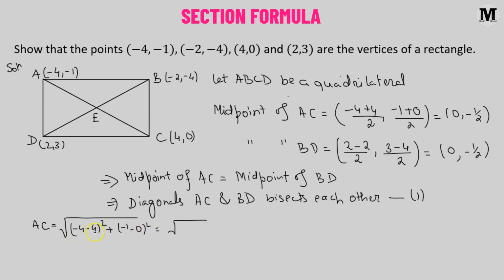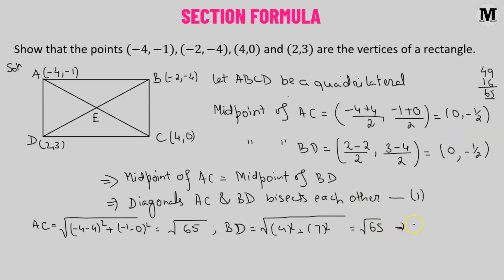So we have -4 - 4, that's -8. Squaring it gives us 64. And the square of -1 is 1. So we get the value as the square root of 65. Similarly, we can obtain the length of BD. BD will be equal to the square root of the difference of the x coordinates, so here we have 2 minus -2, that's going to be +4, squared, added to (3 minus -4), so that's 7. We have 7 squared, that's 49, added to 16, so this sums up to give us the value 65. So we also get the length of BD as the square root of 65.